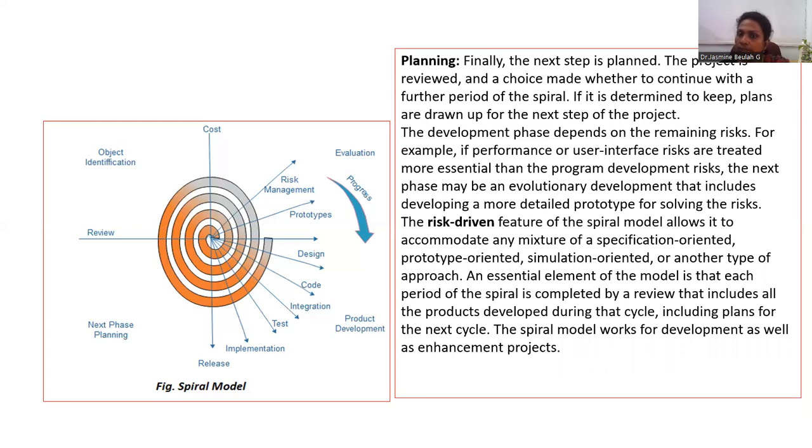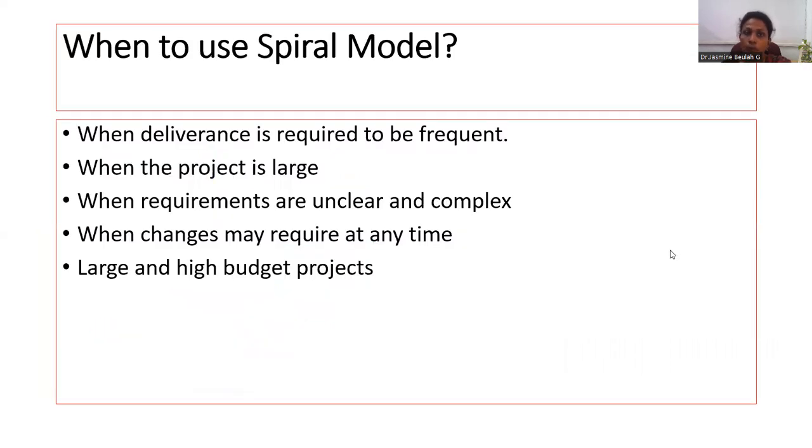So the risk-driven feature of the spiral model allows it to accommodate any mixture of a specification-oriented, prototype-oriented, simulation-oriented, or another type of approach. So the spiral model works for development as well as enhancement projects. So when should we use the spiral model? The spiral model can be used when delivery is required to be frequent, when the project is large, when requirements are unclear and complex, when changes may occur at any time, and when you have large, high-budget projects.